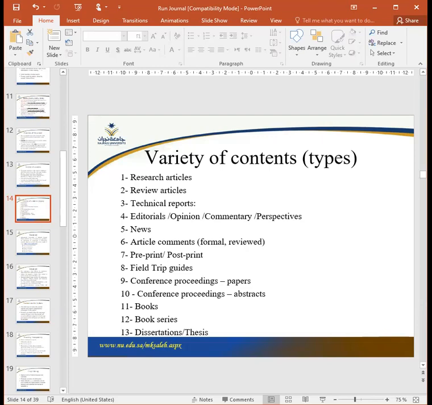And the last one we have is dissertation or thesis. It is well known, of course, the final product of research conducted for a doctoral or master's degree.